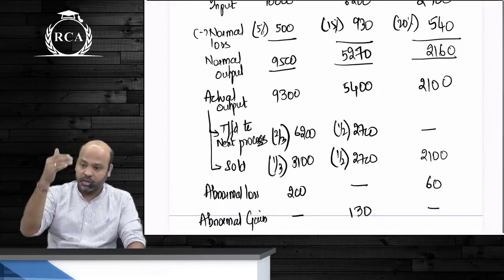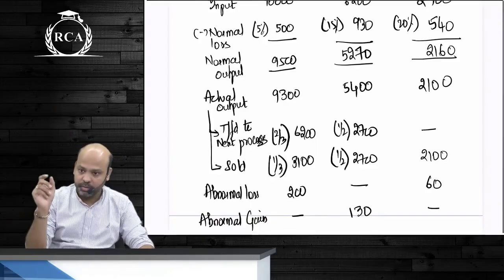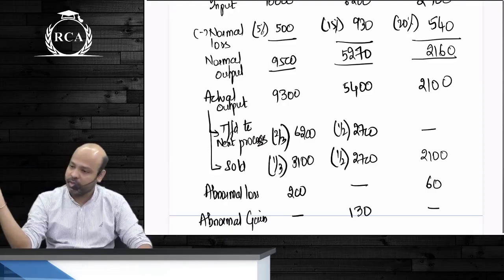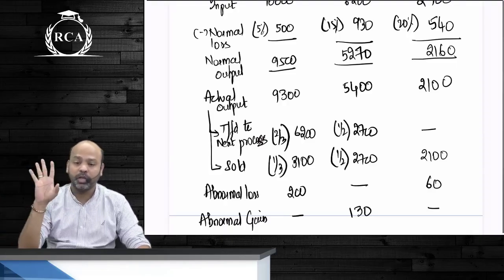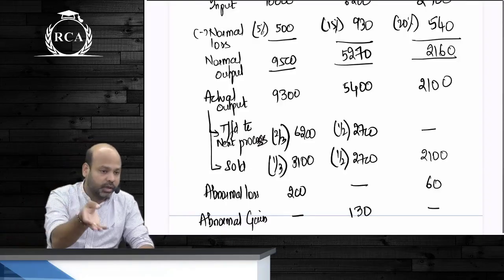Now, just like we did those 7 examples, I will have to do this 3 times. Process A separately, process B separately, process C separately. We are allowed to club normal loss and abnormal loss and gain accounts. We are allowed, no. In fact, that is the only alternative.